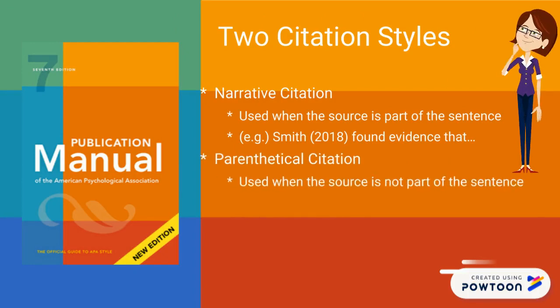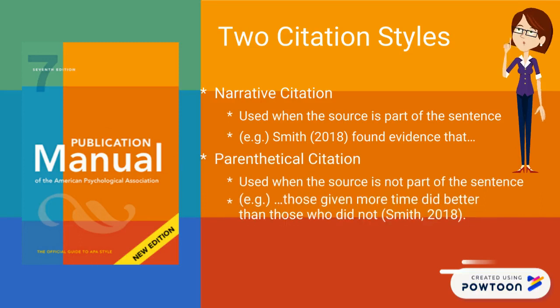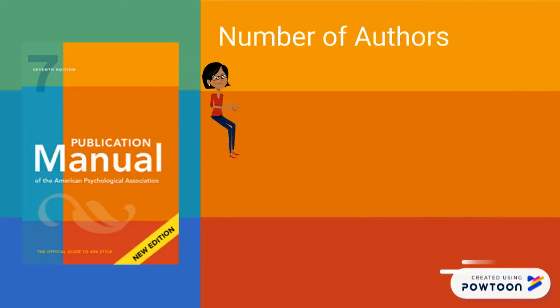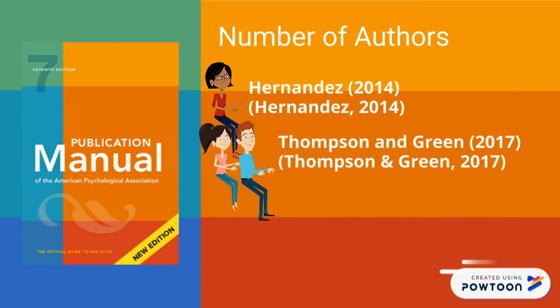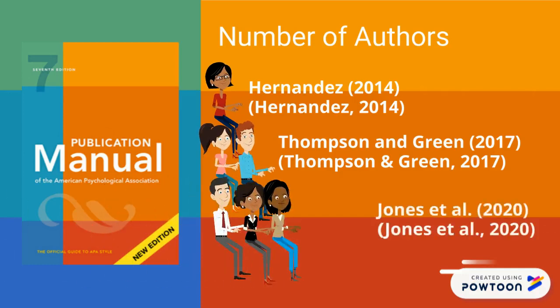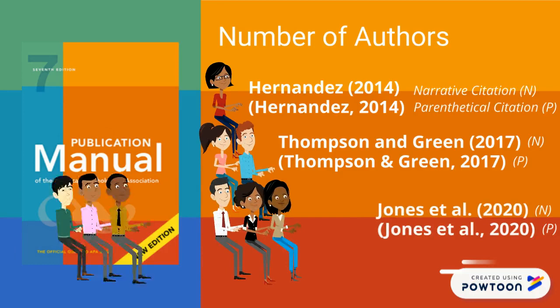And then there's parenthetical citation, which is used when the source is not part of the sentence. In this case, usually the information appears at the end of a sentence. If you have one author, you put the author's last name and the year of publication. If you have 2 authors, you put both authors' names separated by either the word and or the ampersand. And if you have 3 or more authors, you just put the first author's last name followed by et al.